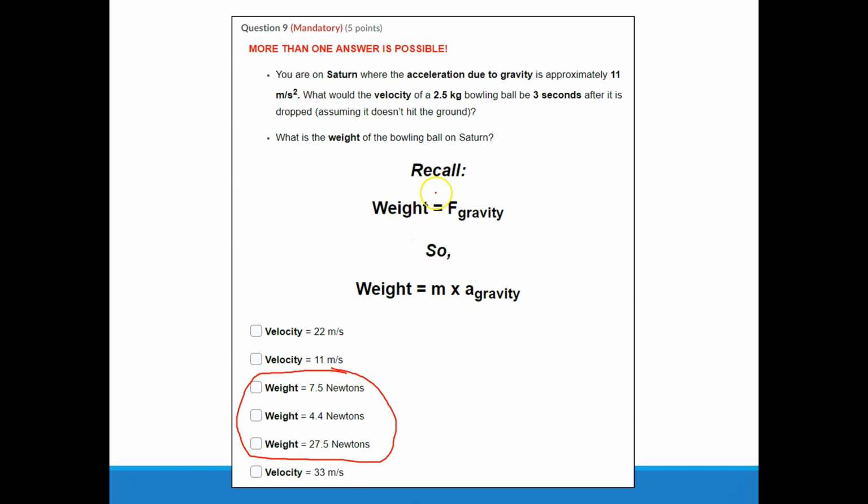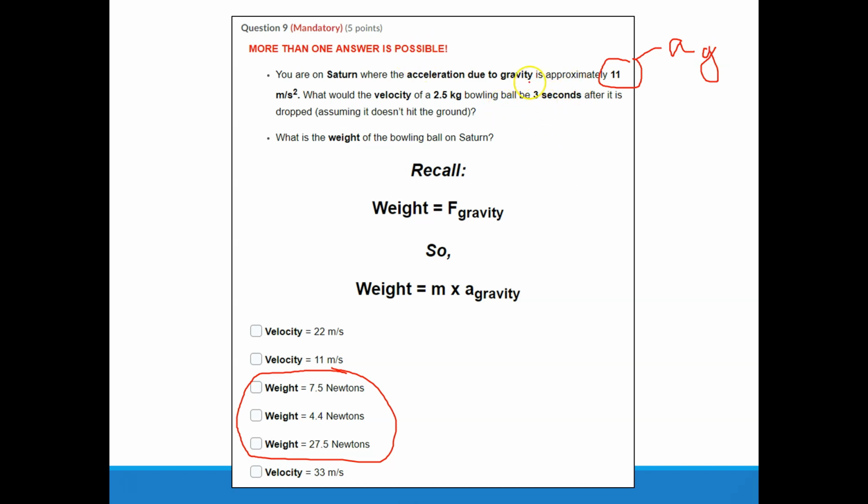All right, so again, weight is the same thing as force due to gravity, or we could say it's the same thing as mass times acceleration due to gravity. So let's take a look up here. Remember that we talked about 11 meters per second here. This is our acceleration, right? 11 meters per second is our acceleration due to gravity on Saturn.